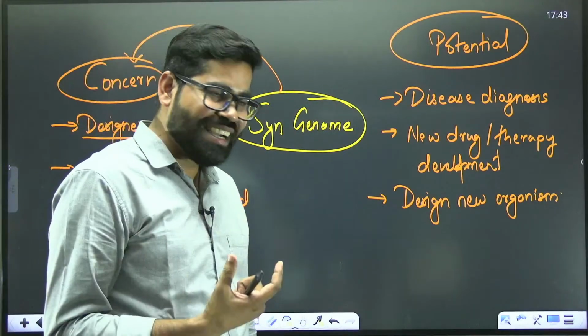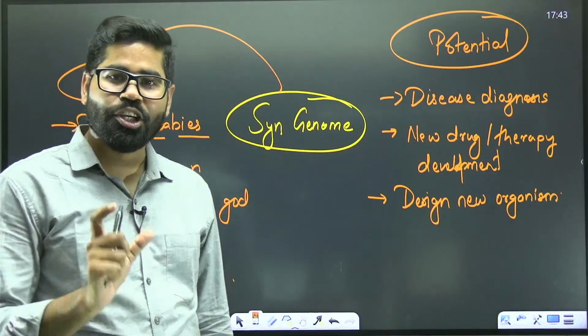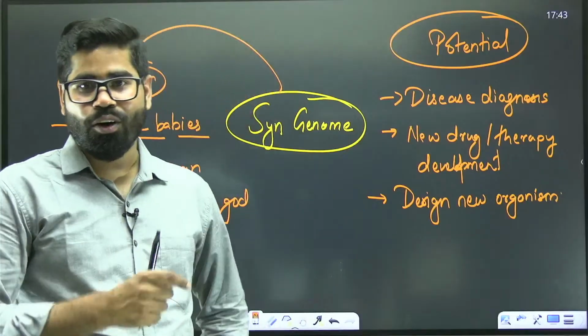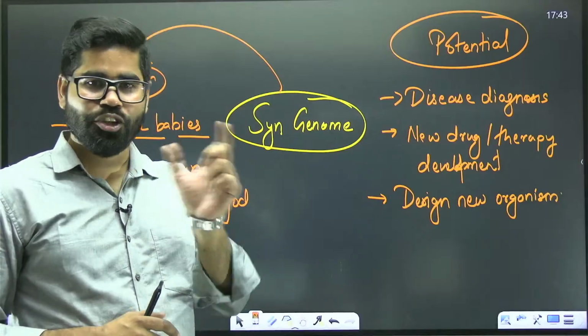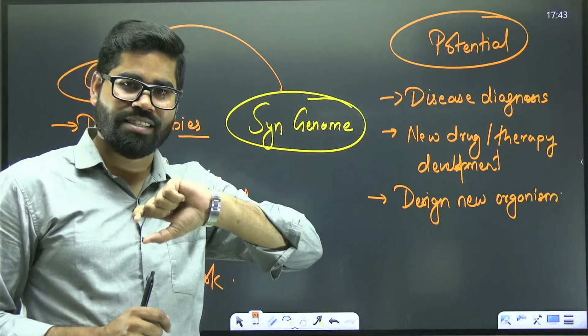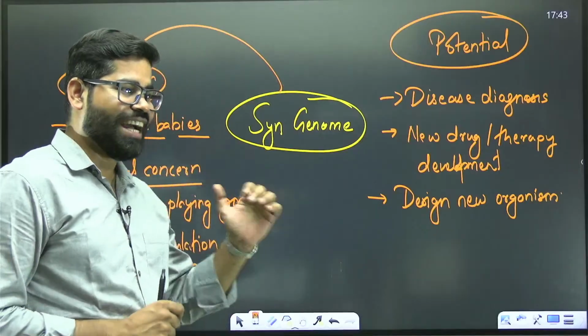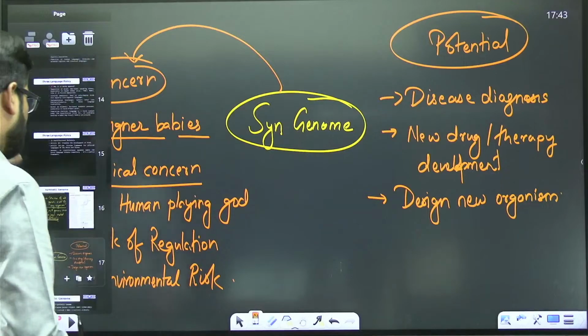If it comes, then in the IUCN red list, there will be one organism, humans, critically endangered. Or sometimes it may be written also that humans, IUCN red list, on the verge of extinction. Okay. That can be the challenge. So that is the synthetic genome.